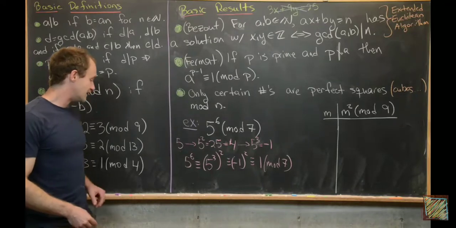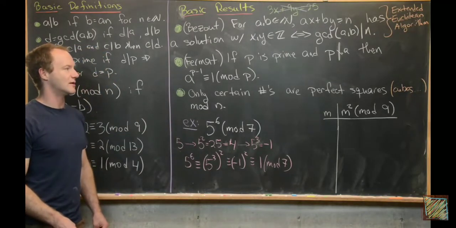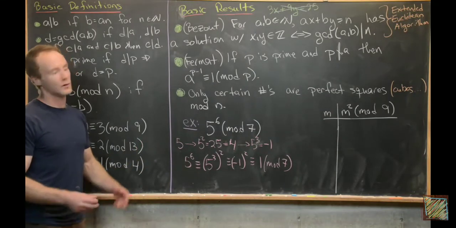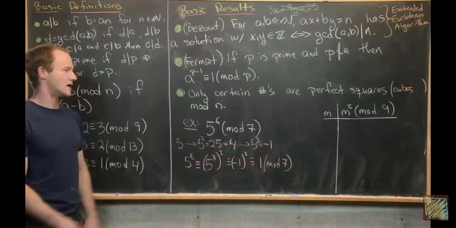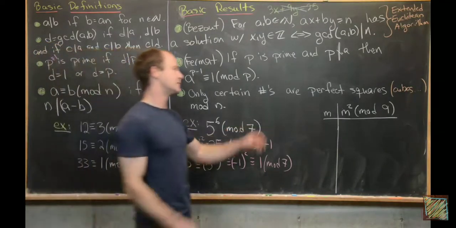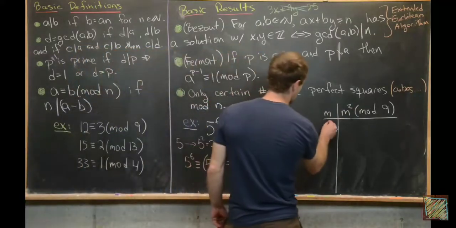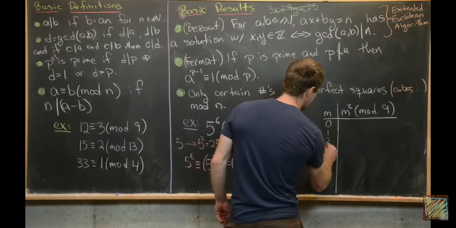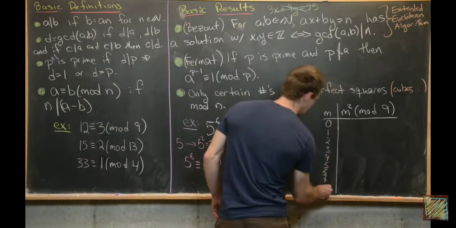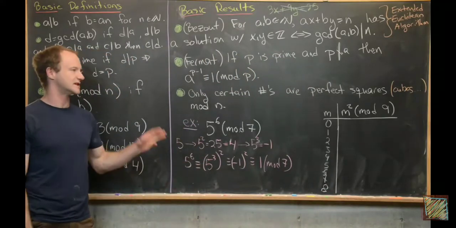Okay, and then the next thing that I want to talk about is this fact that only certain numbers, and these really should be residues, are perfect squares or perfect cubes, etc., mod n. So I'm going to cook up an example for this too. Let's work mod 9, which means we only need to look at the numbers 0, 1, 2, 3, 4, 5, 6, 7, and 8.